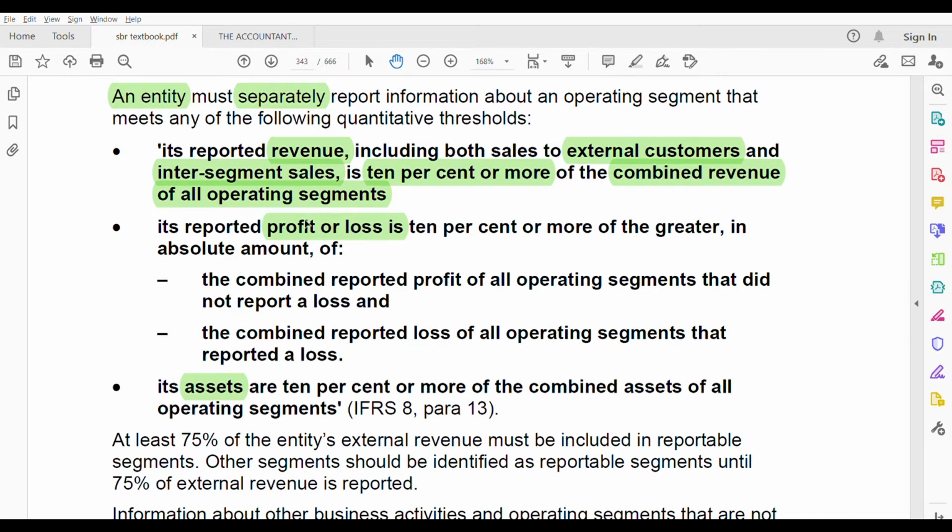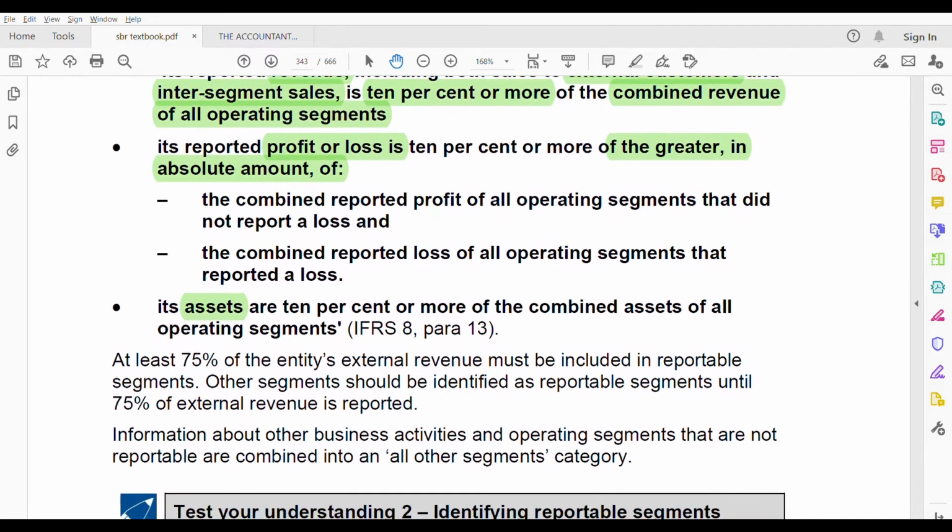Next, reported profit or loss is 10% or more of the greater. What do you mean by the greater? Greater in absolute amount of the profit or the loss. You have to see which one is greater. So the combined reported profit of all operating segments that did not report a loss. When you are computing profit, you only add those operating segments which are reporting profit. You don't take the segments which are reporting a loss. But when you are taking the loss, it is the combined reported loss of all operating segments that reported a loss. So you are separating profit and loss, and whichever is greater, on that you test 10% or more.